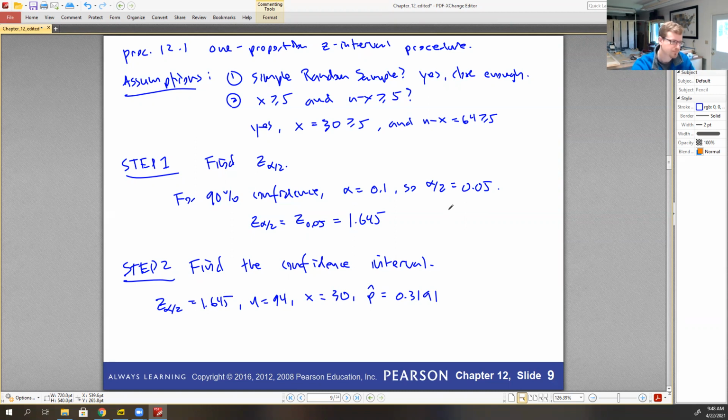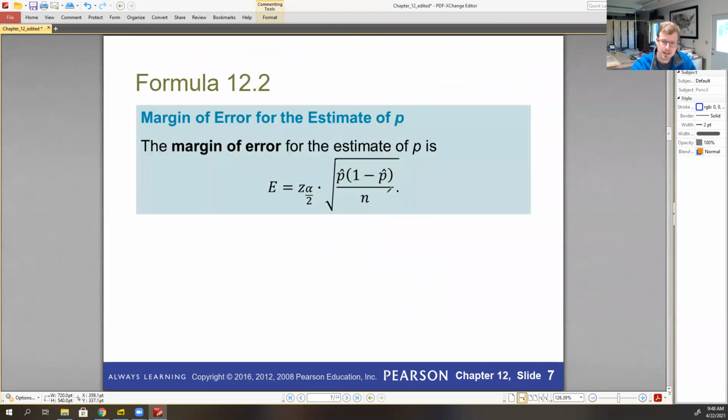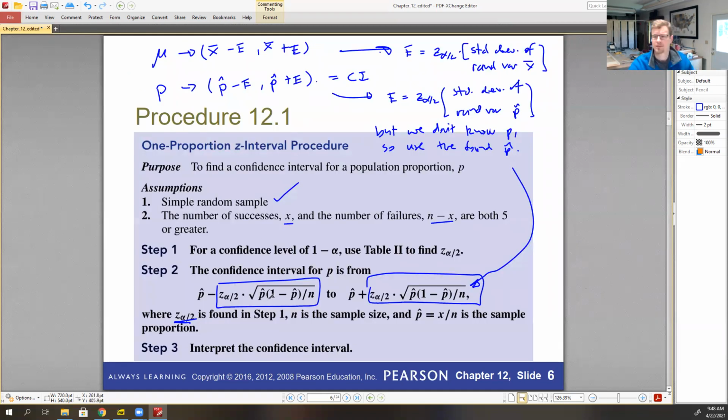Find the error and then the confidence interval. So the error is equal to z sub alpha over 2 times the square root of p hat times 1 minus p hat divided by n. Again, that formula is given here, but if you want to follow along the procedure itself, that's given right here. Z sub alpha over 2 times the square root of p hat times 1 minus p hat all over n.